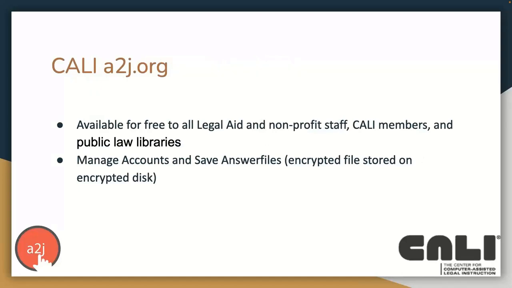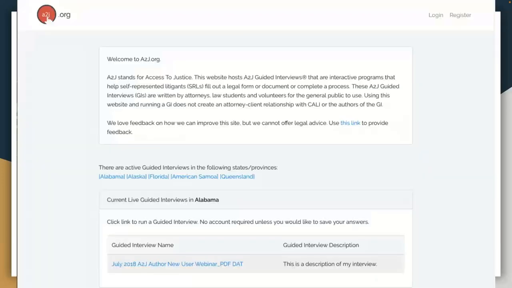CALI has its own service called A2J.org. It's available for free to all legal aid, nonprofit staff, CALI members, and public libraries. And much like LHI, you can manage accounts and save answer files. And these answer files are, of course, encrypted in transit, like through HTTPS, and encrypted on the disk, on an actual encrypted disk.